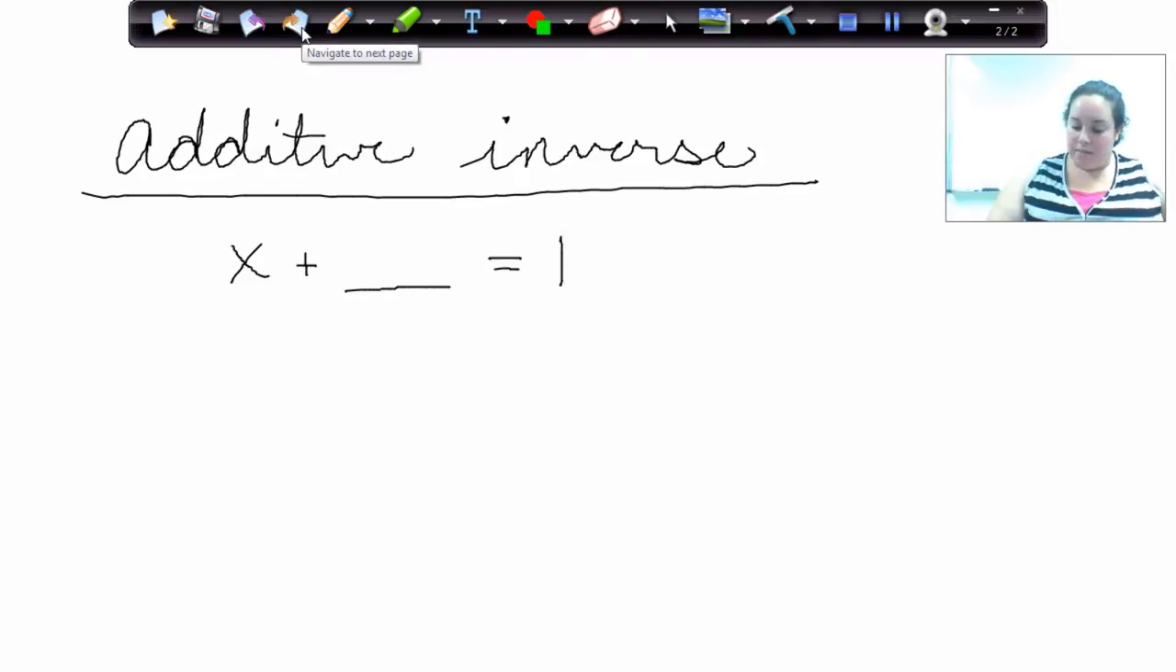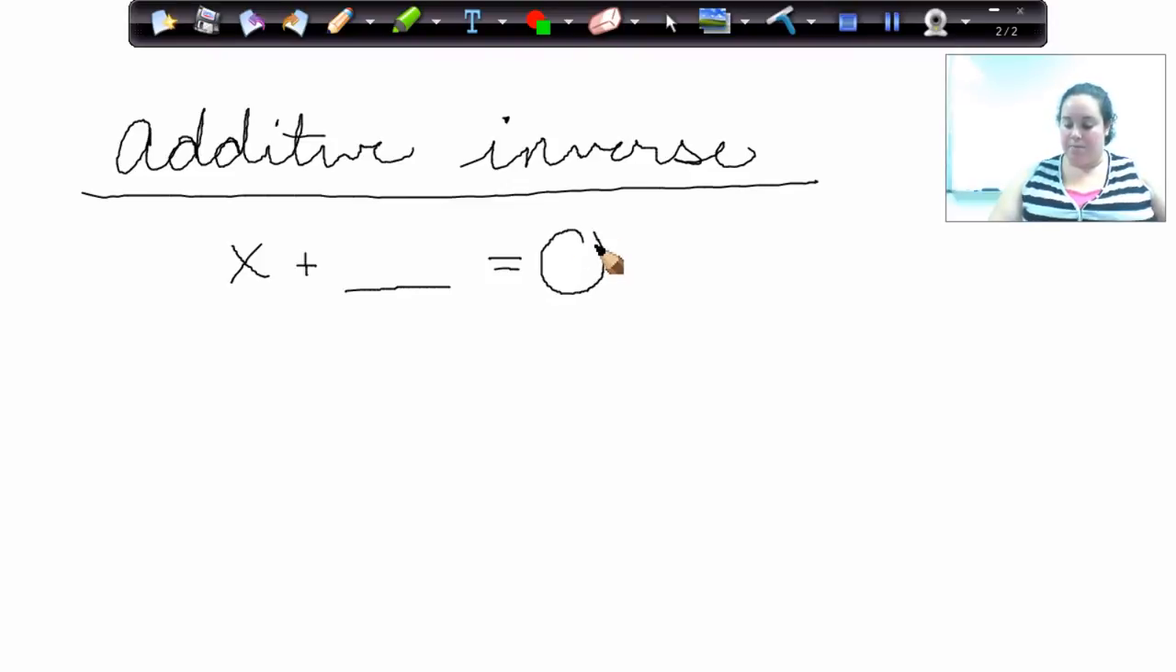An additive inverse is a number that, when you add it to the number, its inverse, added together, will give you the identity, which is 0. So if we have a number, for example, 3, and we add the inverse of 3, we will get the identity, which is 0.